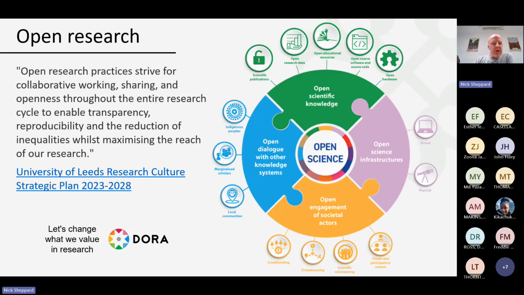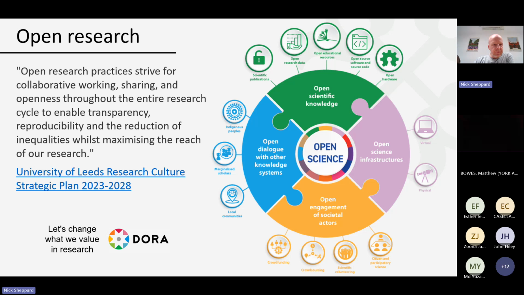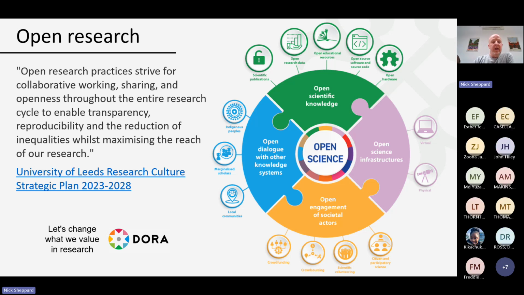So in terms of open research, this is a definition from the University of Leeds Research Culture Strategic Plan. And it is an important aspect of research culture. And we won't go in too much detail today about the broader research culture, but this definition cites open research practices that strive for collaborative working, sharing, and openness throughout the entire research cycle to enable transparency, reproducibility, and the reduction of inequalities, whilst maximising the reach of our research. So I quite like that sort of quite pithy overview.